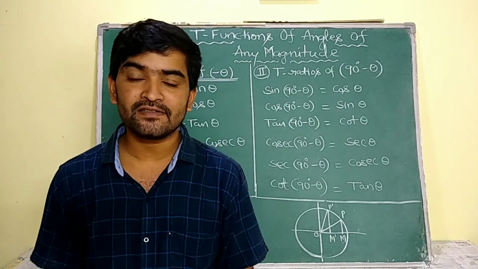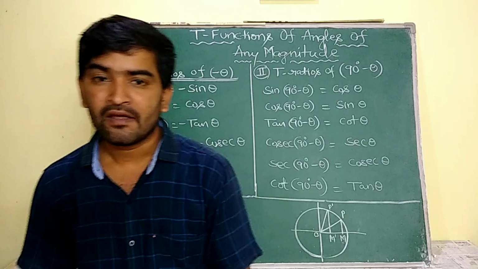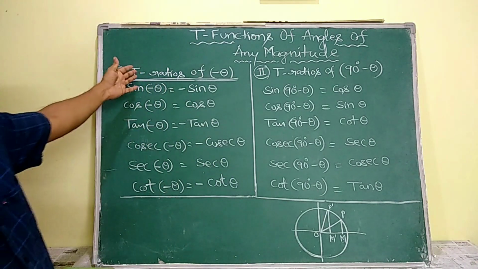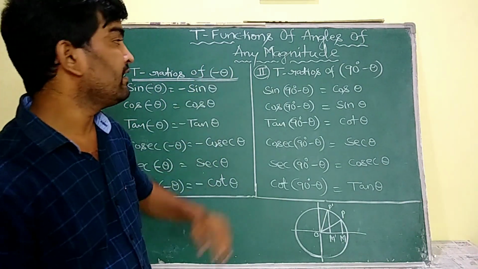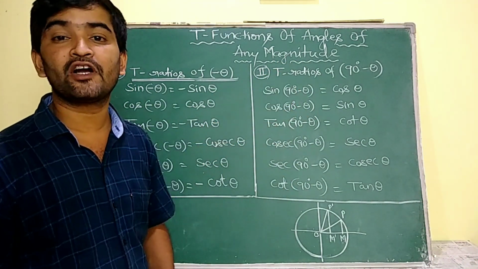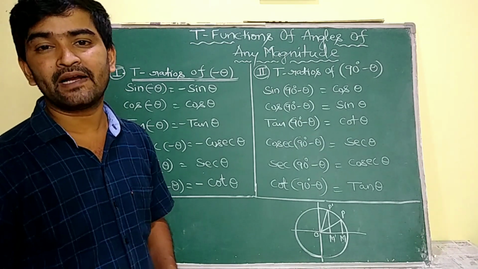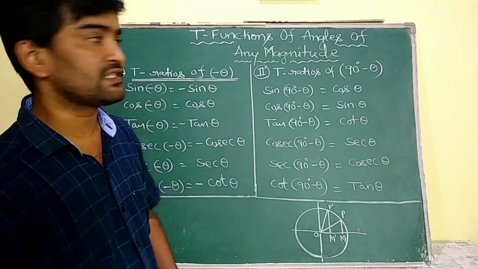Now we are going to discuss the fifth part of trigonometry. We discussed the trigonometric ratios of minus theta and the trigonometric ratios of 90 minus theta, that is, the trigonometric ratios of the complementary angles. Now once again we are going to revise them and then continue our concept.